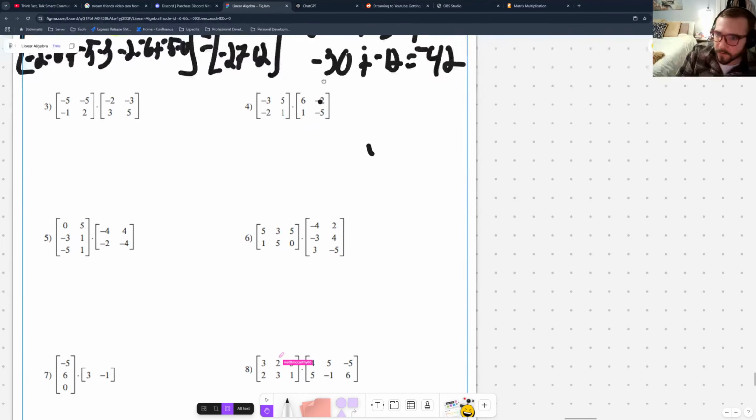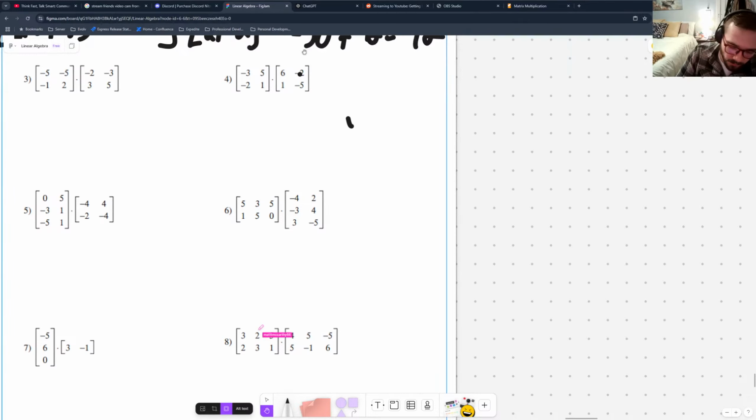Number 3 here. How many rows and how many columns for each one? 2 and 2. So we can do that one. That's right. The amount of rows in the first one is equal to the amount of columns in the second one. Or did I say it backwards? It's backwards, yeah. So it's columns in A times rows in B. Or sorry, columns in A need to match rows in B.